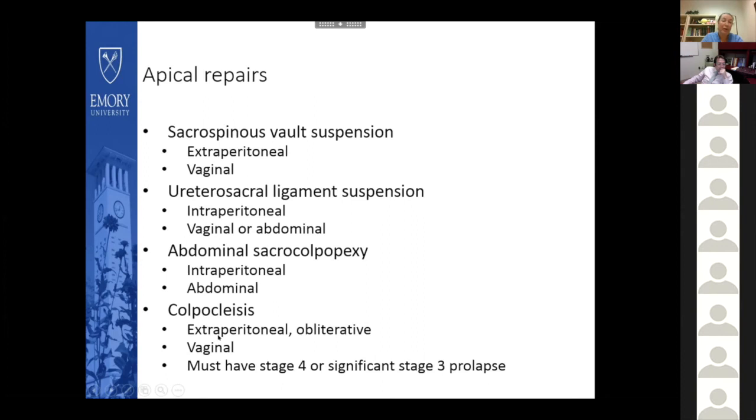Colpocleisis. So this is your obliterative procedure. It is also extraperitoneal. It is vaginal, but you do have to have significant prolapse in order to do this, or it can be just exceptionally difficult. It may not be possible. So you really need some significant stage 3 or stage 4 prolapse if you want to do any sort of obliterative procedure. You also have to not want to have penetrative intercourse again. This is exceptionally difficult to reverse, so we just tell people we cannot reverse it. So if you want to have penetrative intercourse again, do not have a colpocleisis.